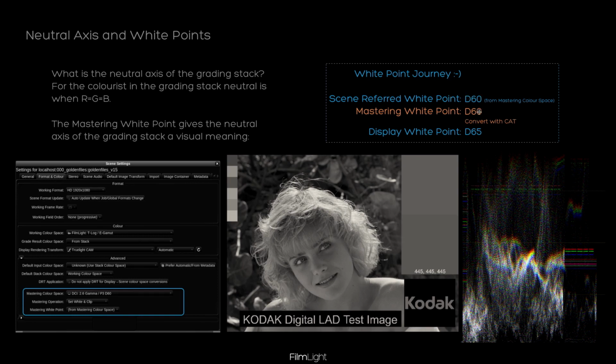BaseLight now performs a chromatic adaptation transform, short CAT, to make the neutral axis appear D60 on a D65 calibrated display. We can examine this on the RGB parade on the right. Here we now see that the reds are higher than the greens and the greens are higher than the blues. It is the needed white point shift to make the image appear D60 on a D65 monitor.